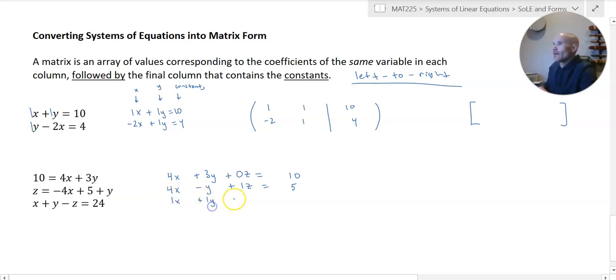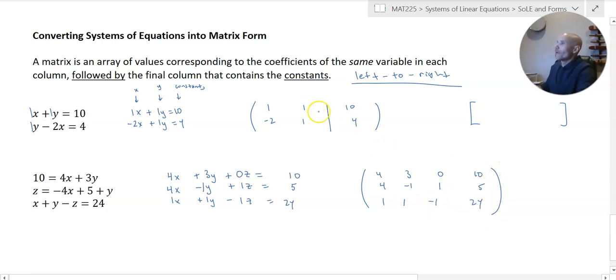It's just 1x plus 1y minus 1z equals 24. And so that just translates into 4, 3, 0, 10. Again, constants have to be on the right. No exception to that rule. You can switch the columns. I mean, you can't just move one coefficient of x into another column without doing the same thing to all of the values in that column. But you could do your y's and then your x's and then your z's. But the constants have to be on the right. Okay? And then 4, negative 1, positive 1, 5, and 1, 1, negative 1, 24.